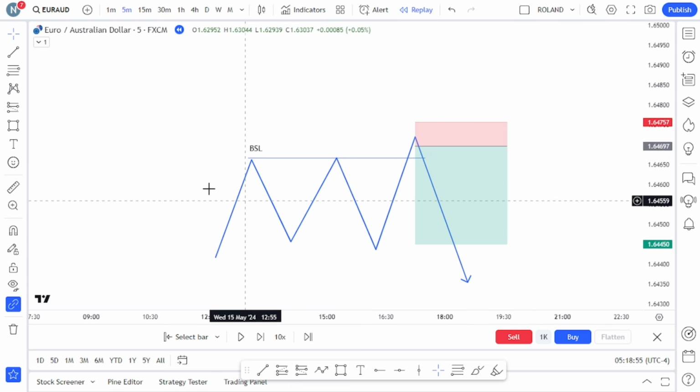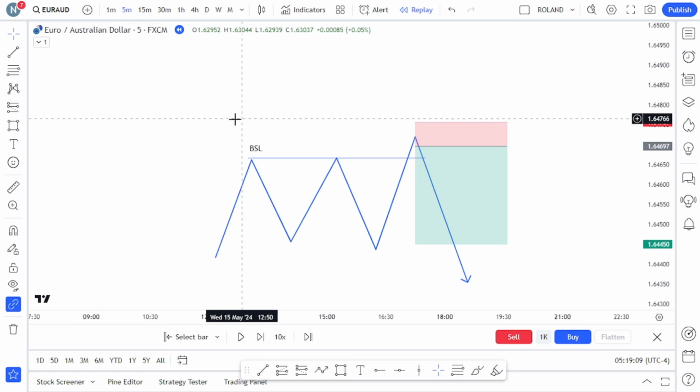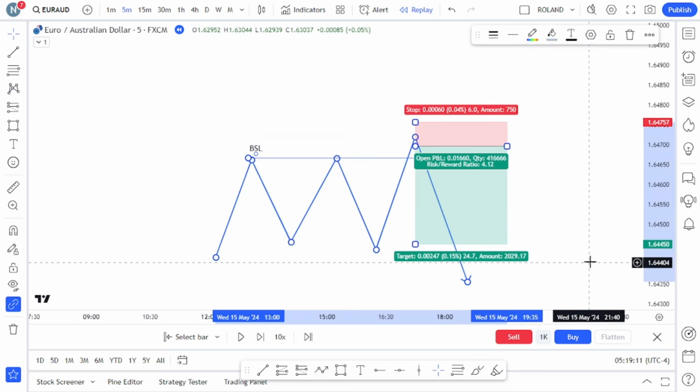Now, turtle soup should not be used on its own. Why? Because it's not strong enough. The only way you use turtle soup is on lower time frames when everything is aligned. So now I'm going to give you a proper example.